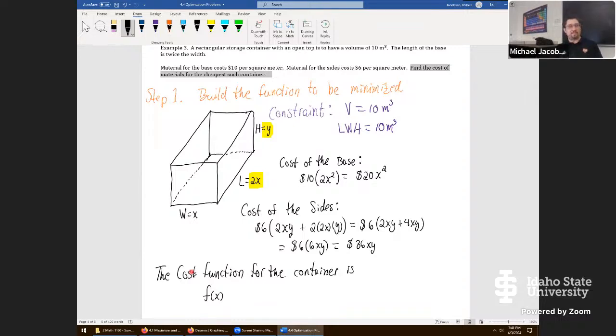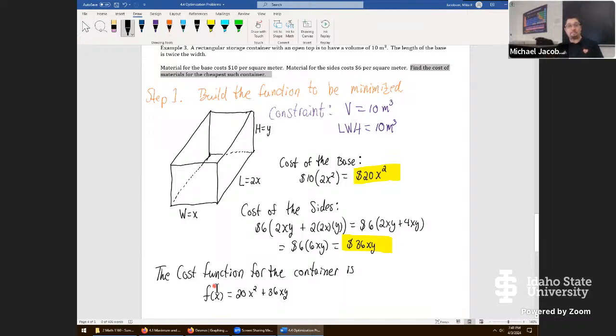We already did a function P for photosynthesis, so let's go back to f of x. Just feels comforting sometimes. It's a total cost, so what we do is we come back up here. Let me take these markings off. We take this and just sum them together. So 20x squared plus 36xy.